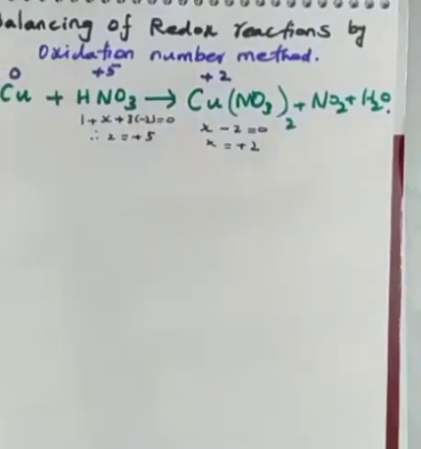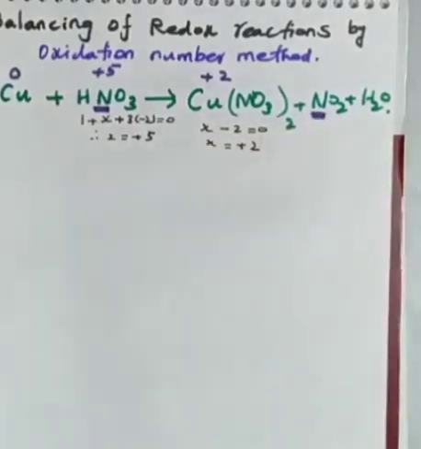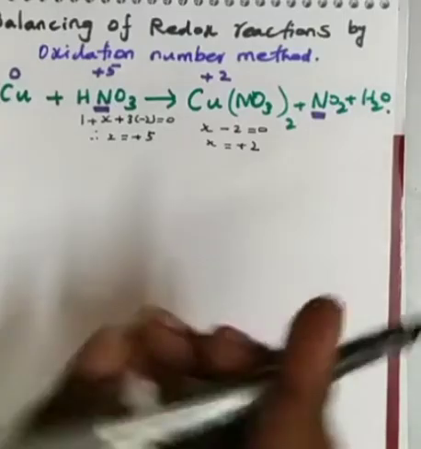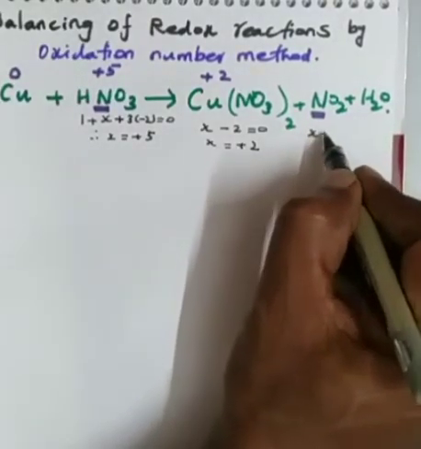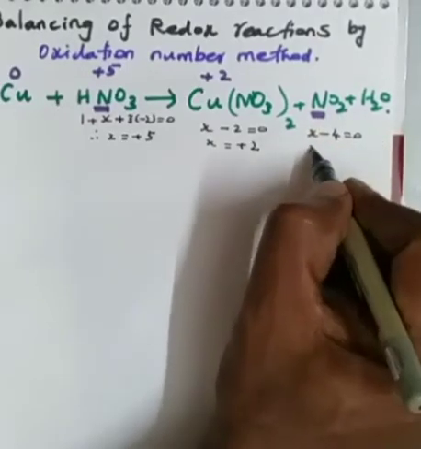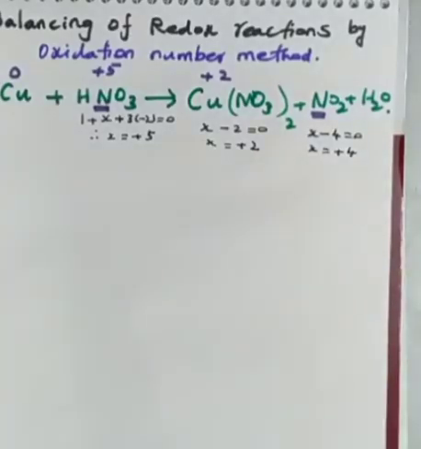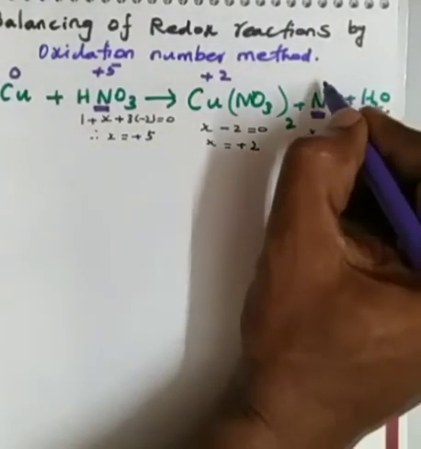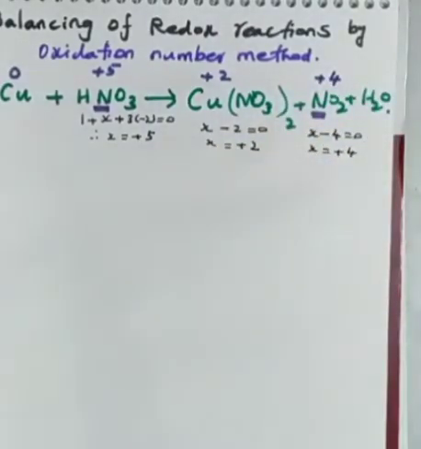And nitrogen we found in the left hand side. The same nitrogen we have to find out in the right hand side. Now for 1 oxygen it is minus 2. Here X minus 4 equals 0 because 2 into minus 2. Therefore, X equals plus 4. So the oxidation state of nitrogen is plus 4.